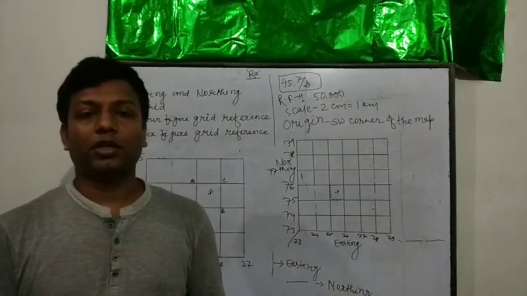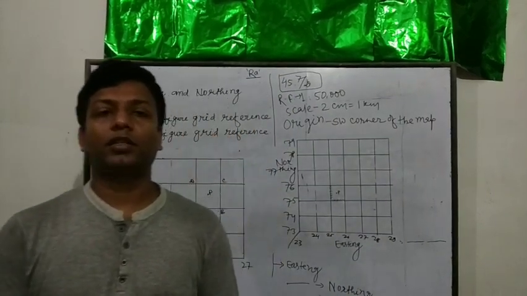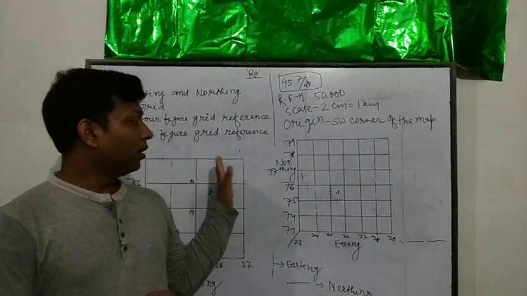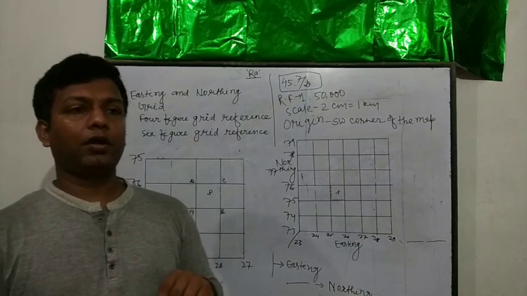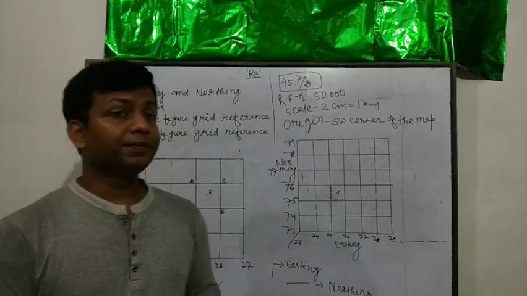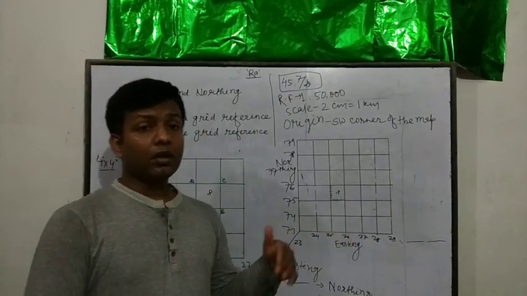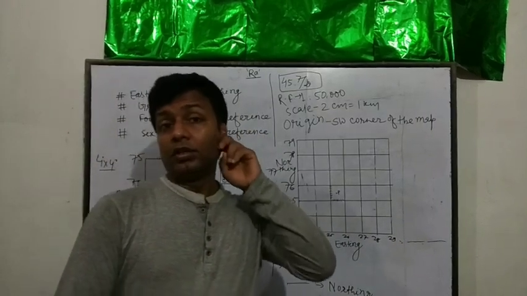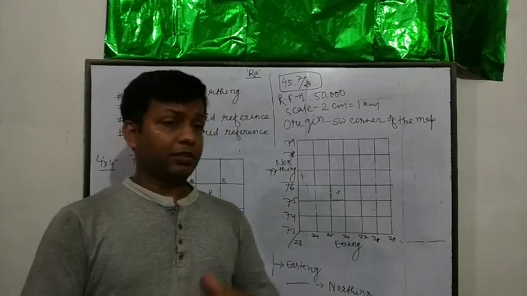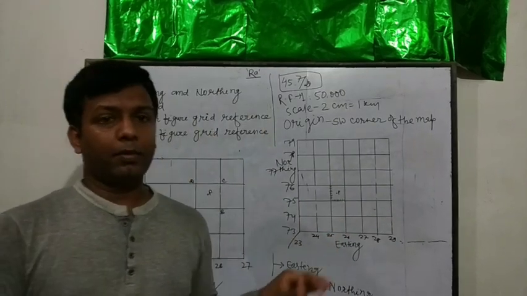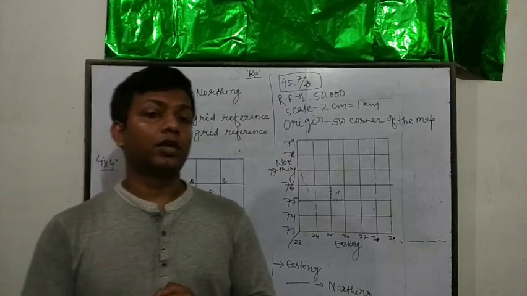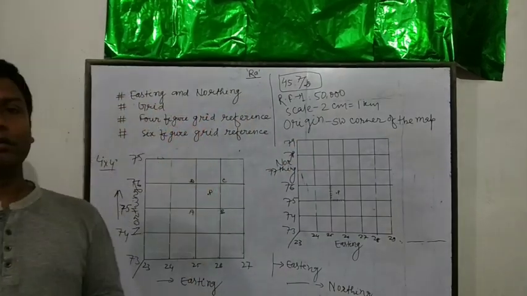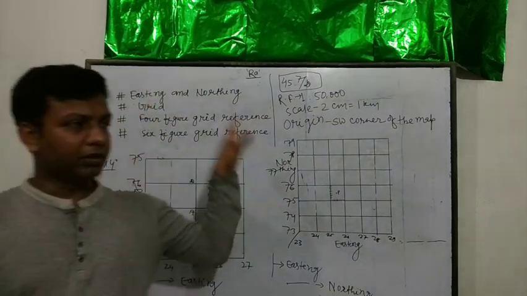Before I find out the 4-figure and 6-figure grid reference, we have to know about the topographical map. In the last few lectures, we have already learned about topography, the importance of topography and scale, all those things. So in this topographical map, why is it important? Easting, northing, grid, what is the worth of these things?